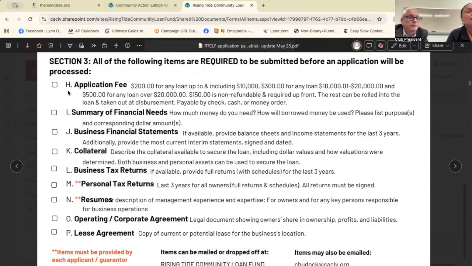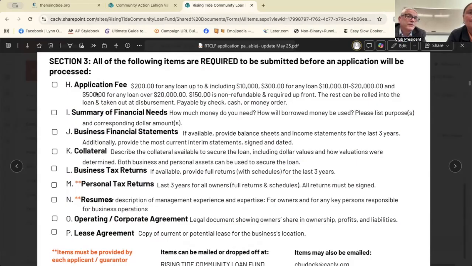Section 3, letter H, is the application fee. Our application fees range from $200 to $500 depending on how much you want to borrow. To start the application process, you have to pay $150 upfront. That could be in the form of cash, check, or money order, made out to the Rising Tide. That is what gets this process started. If you are approved for the loan, the remaining balance of the app fee can be rolled into your loan amount, or you can pay it at the time of closing. You can bring in a check and pay that difference.